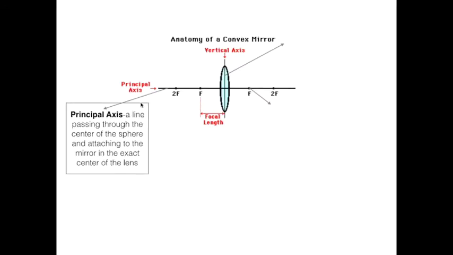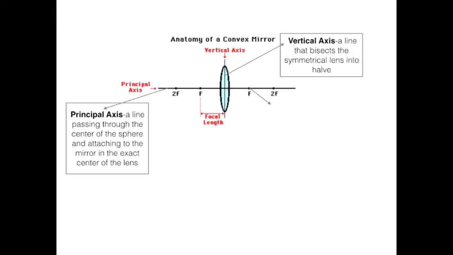The first part that we need to understand is the principal axis. It is a line passing through the center of the sphere and attaching to the lens in the exact center. A vertical axis is a line that bisects the symmetrical lens into half.